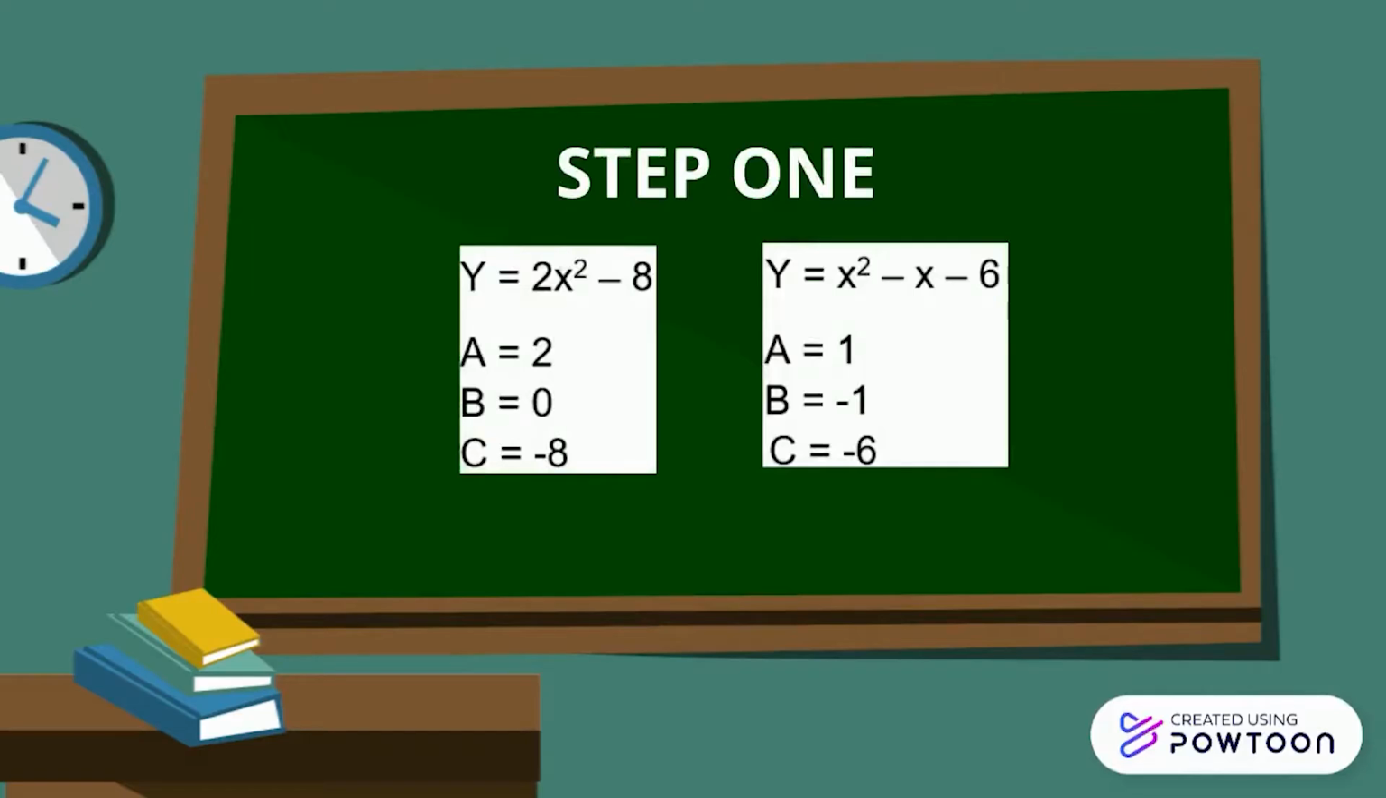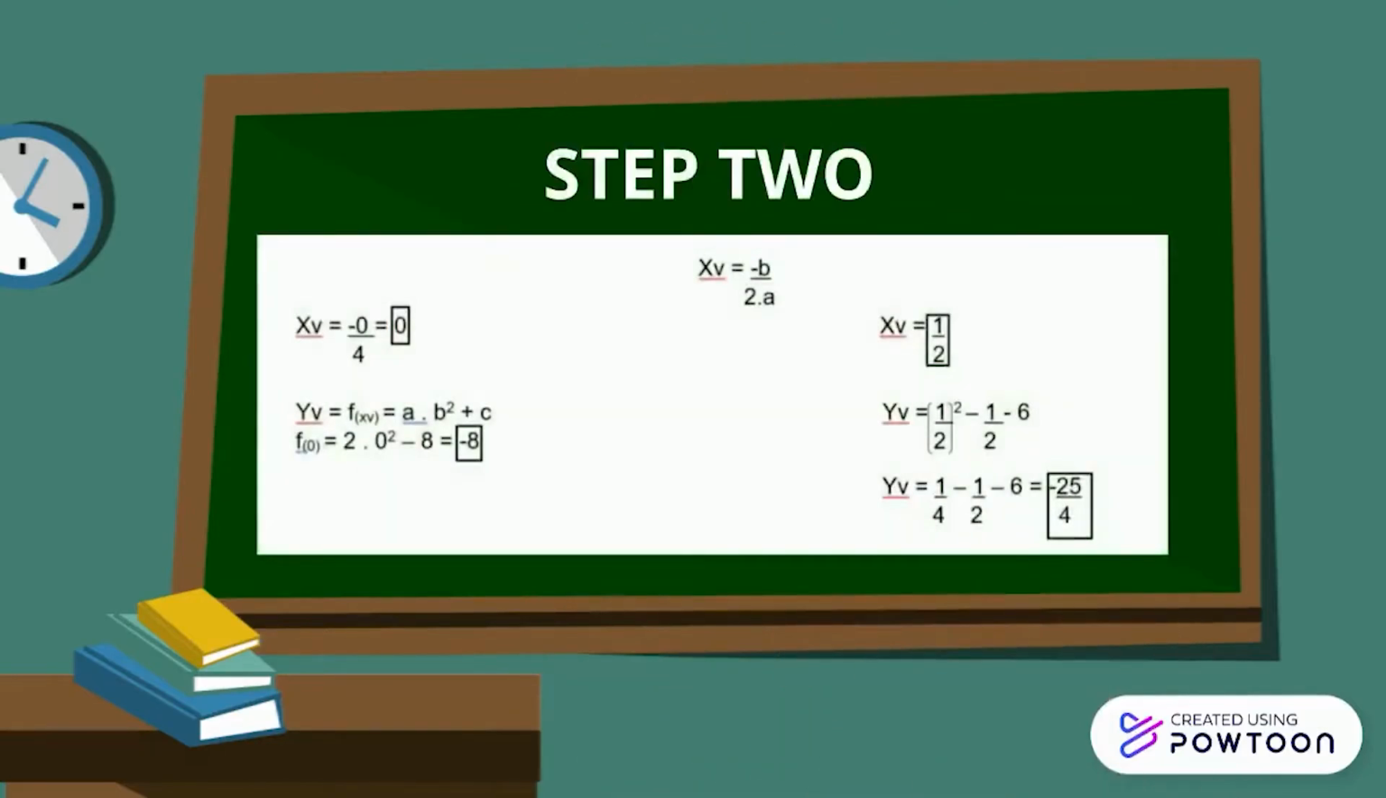A equals 2. B equals 0. C equals negative 8. Y equals x squared minus x minus 6. A equals 1. B equals negative 1. C equals negative 6. Step 2. Find out the vertex of x and y with the respective formula.